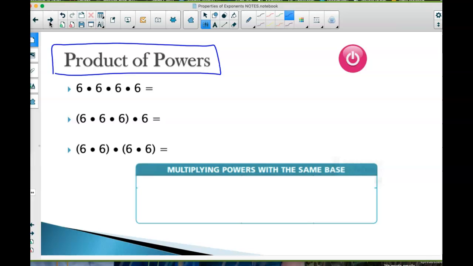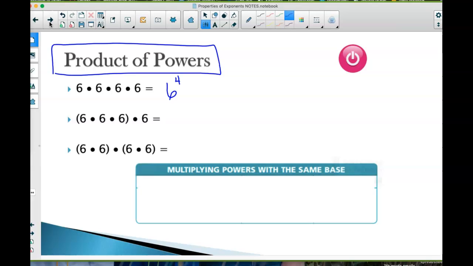So product means multiply, and multiplying powers. So 6 times 6 times 6 times 6. If I wanted to write that just with an exponent, that means it would be 6 to the 4th power. Give me a thumbs up if you agree with that. That's 6 4 times, it's 6 to the 4th power.